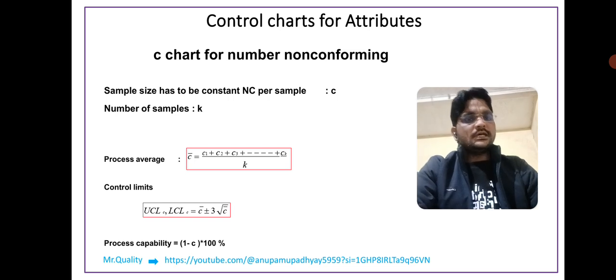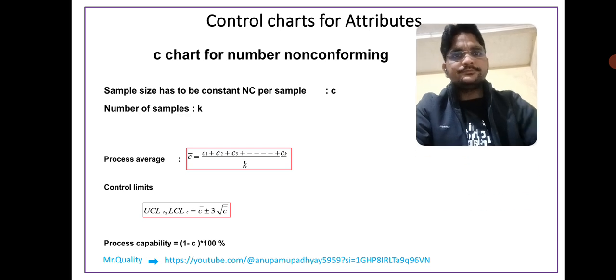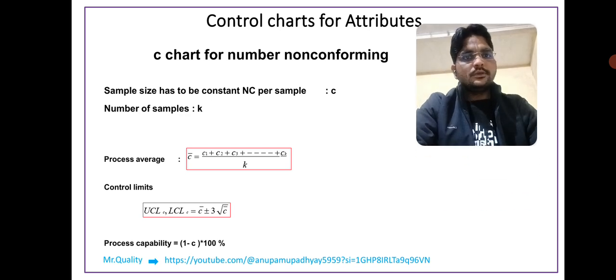C chart is for non-conforming products or parts. Sample size has to be constant. NC for a sample is denoted by small c, and the number of samples is denoted by small k.